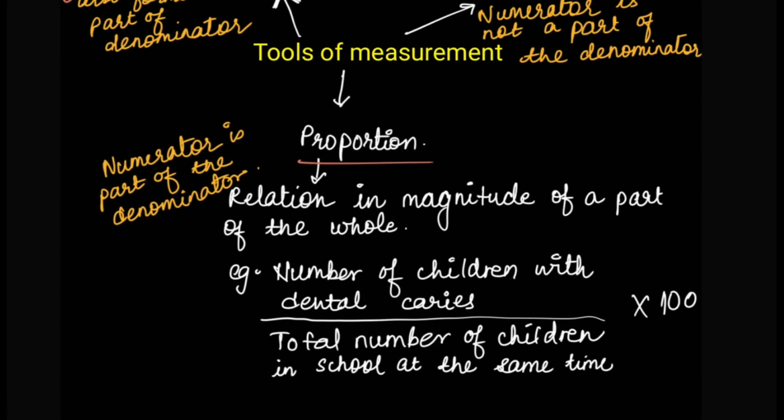Next is proportion. So proportion is also like a ratio which expresses the relation and magnitude of a part of the whole. So for example, the number of children in a school with dental caries at a certain point is the numerator, and you divide it by the total number of the children in the school at the same time. So you give it in the form of a percentage. That's why you multiply it by 100.